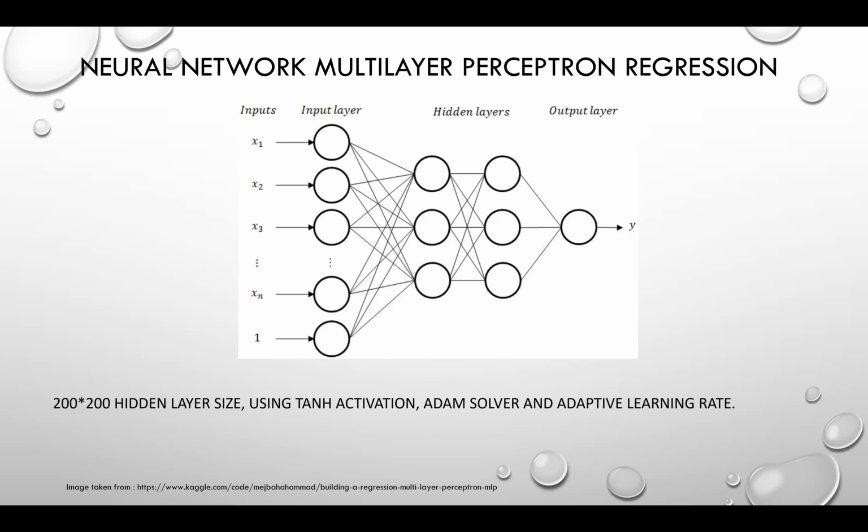We also tried to use the neural network multilayer perceptron regression, or the MLP. It is a layered artificial neural network that models input-output relationships. The good thing is that it can handle complex and nonlinear relationships. So we implemented scikit-learn's MLP with a 200 by 200 hidden layer size, using the tanh activation, Adam solver, and adaptive learning rate.